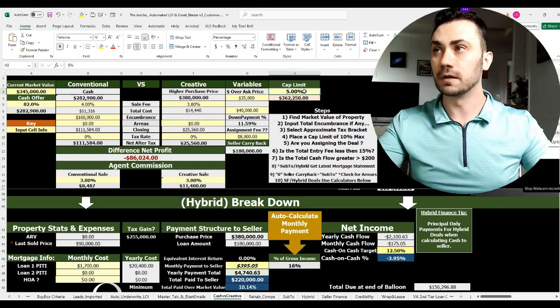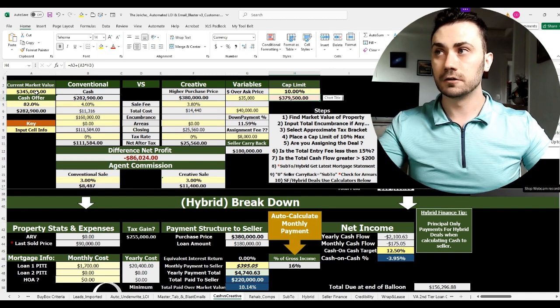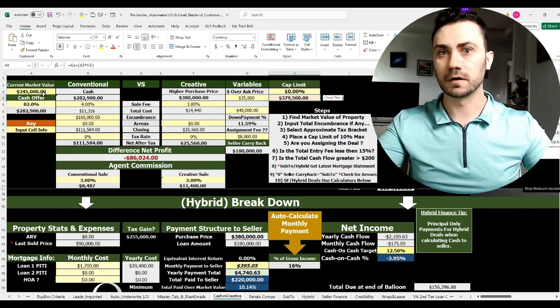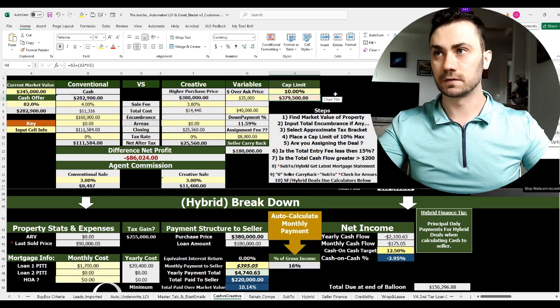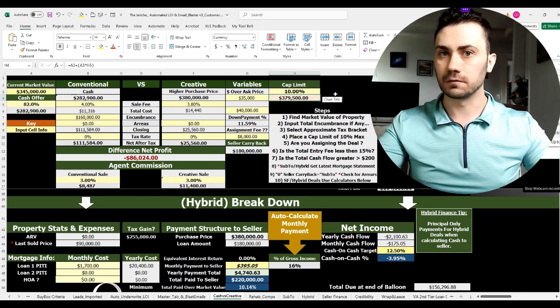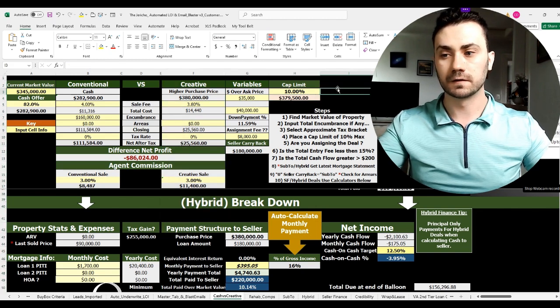So I'm going to put a cap limit here of 10%. I think that's going to be fair. So that means that based off of the $345,000 current market value for this property, I'm willing to pay $380,000 for this property on creative finance terms. Now remember, it's currently listed at $372,000. So the moment that the seller sees that we're willing to pay over list price, that's going to catch their eye. They're going to start asking questions.